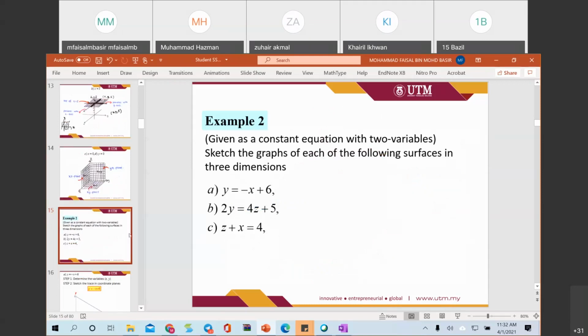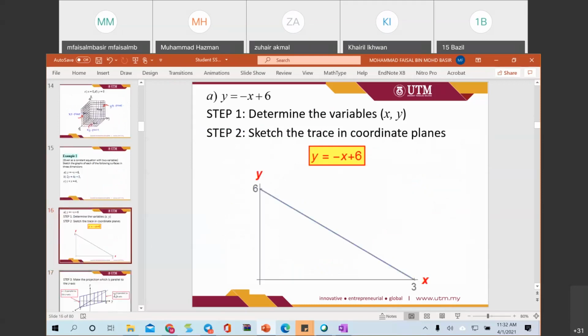Okay, sketch this: y equals negative x plus 6. So first, determine the variables in xy, sketch the traces. So x, y equals negative x plus 6. You cannot do anything else, right? It's just y equals negative x plus 6. So only you can sketch the xy plane. So when x is 0, y is 6. When y is 0, x equals 6. So here should be 6.